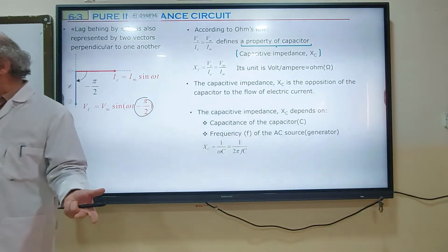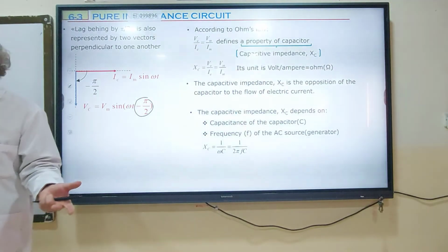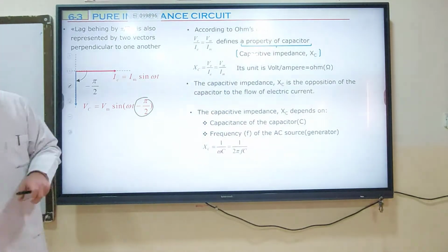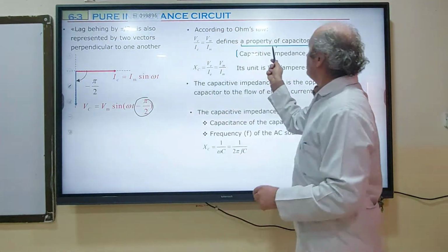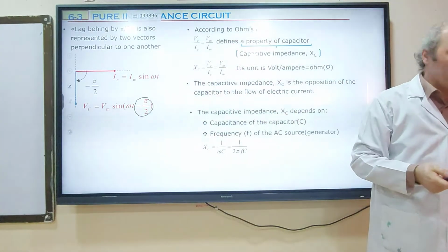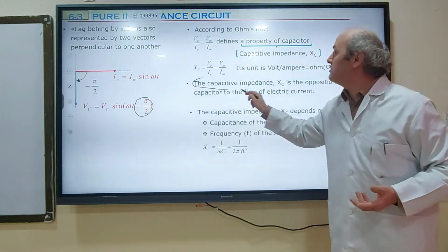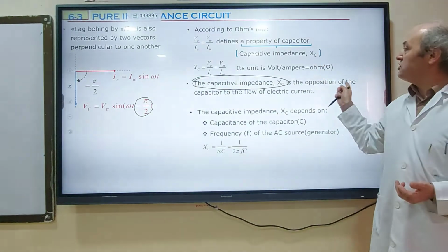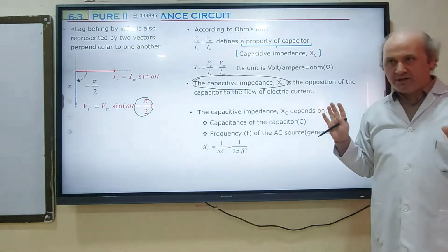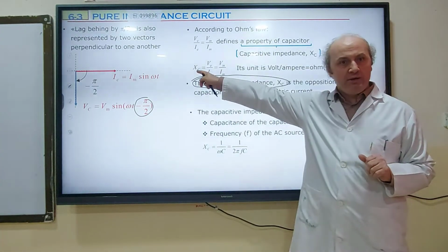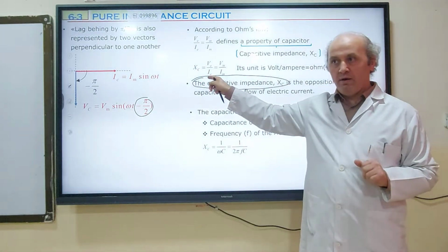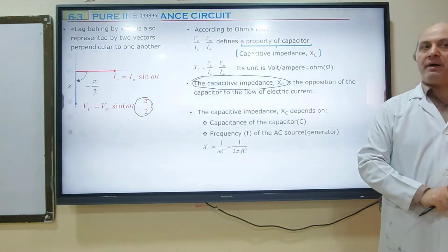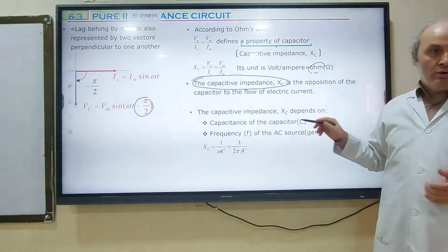What is Ohm's law? If I divide potential difference by the electric current, I will calculate the opposition of that device to electric current. So, VE over IE, VM over IM, gives the opposition of the capacitor to the electric current, which is called capacitive impedance. So, capacitive impedance is the opposition of the capacitor to the flow of electric current. Again, we can calculate it by using Ohm's law. VE over IE or VM over IM is equal to XC. Again, XC has the unit of volt divided by ampere, which is equal to resistance.